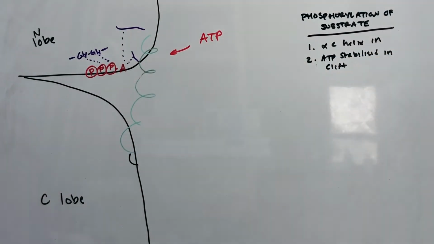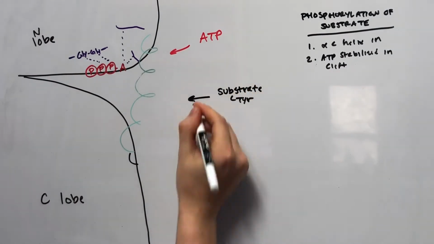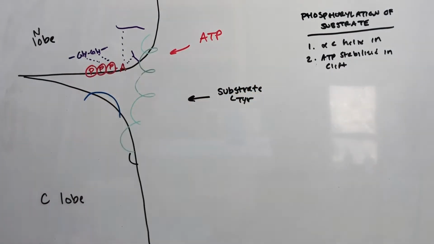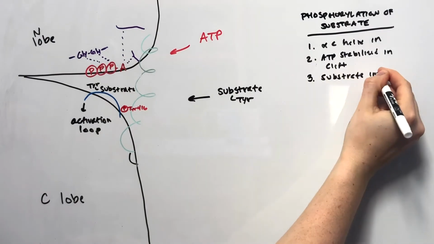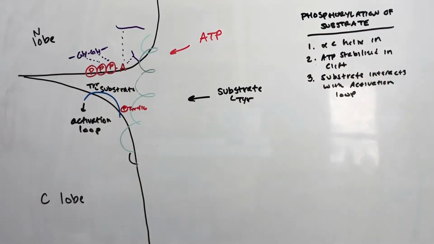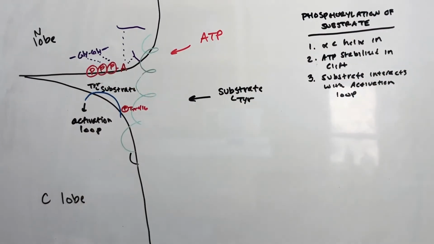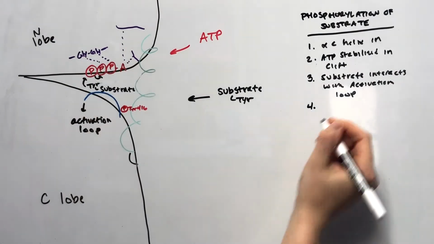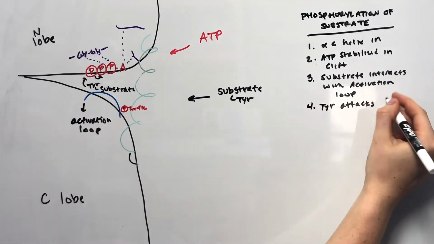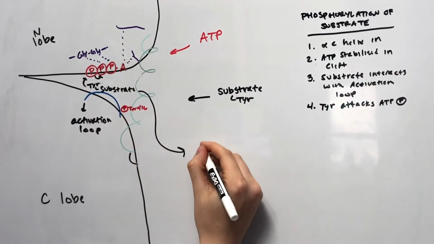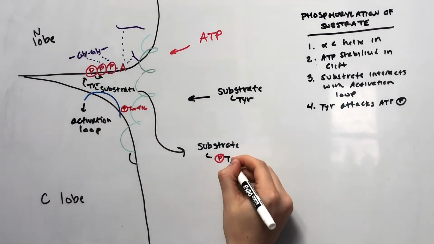To properly position the substrate so that its correct tyrosine is phosphorylated, an interaction between the activation loop and the substrate's target tyrosine occurs. With the ATP and the substrate now in position, an aspartate residue in the kinase domain facilitates the nucleophilic attack of the substrate's tyrosine R group on one of the ATP phosphates, ultimately leading to the phosphorylation of that tyrosine and the continuation of that substrate's specific signal transduction cascade.